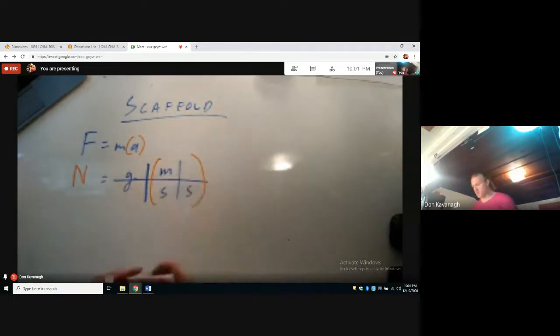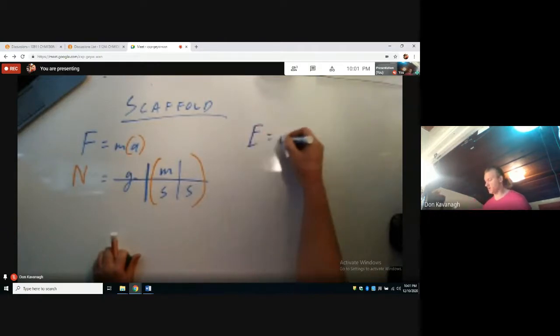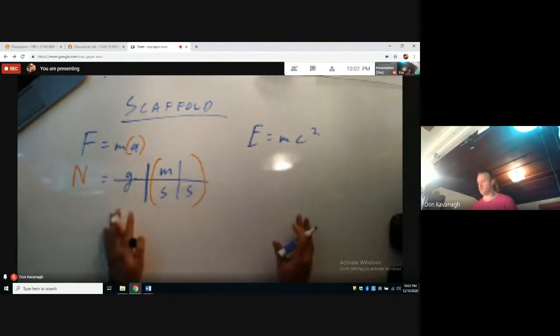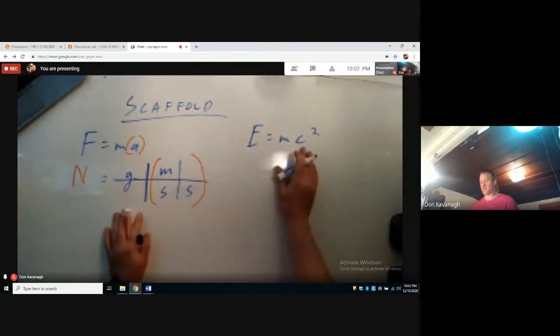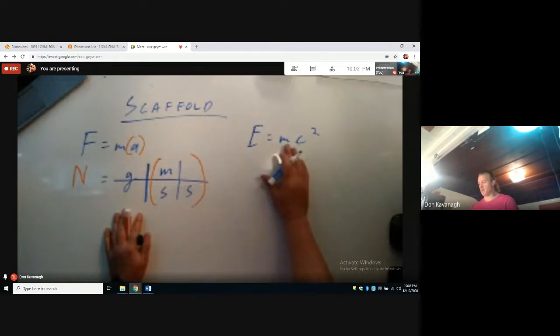Let's do the same thing with another well-known equation right here. E equals mc squared. The relationship between mass and speed of light and energy. The energy equals the mass multiplied by the speed of light squared.